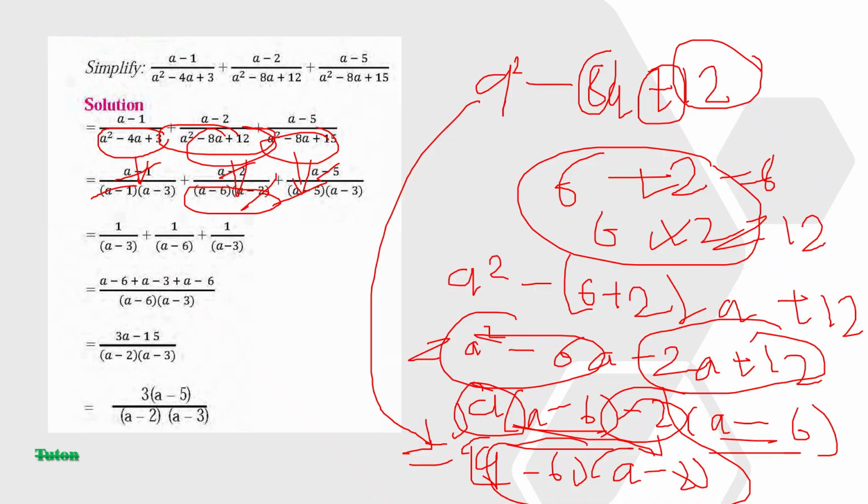Now we deal with simple addition and subtraction at this stage, keeping the denominator as it is. Then we get 3a's, and minus 6, minus 6 and minus 3 will sum up to become minus 15. And then after, we can take 3 as common and a minus 5 in the bracket, which will obviously mean this term.